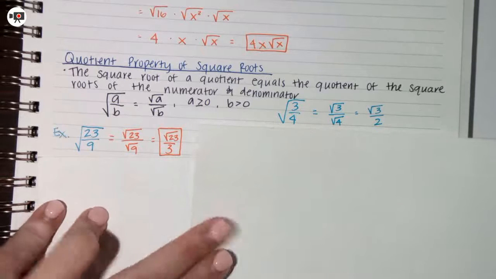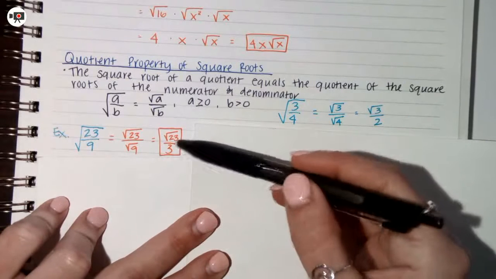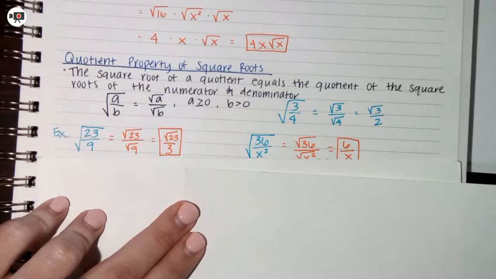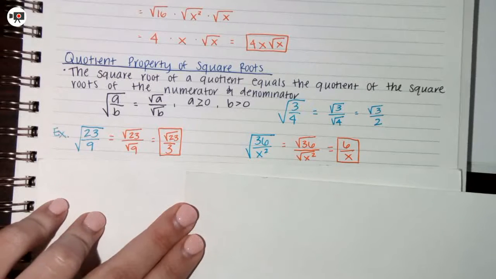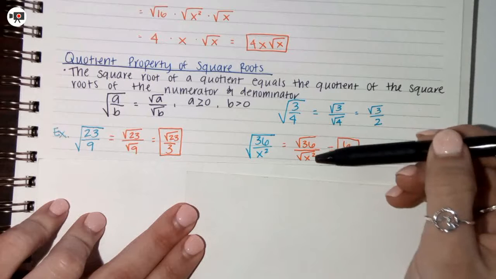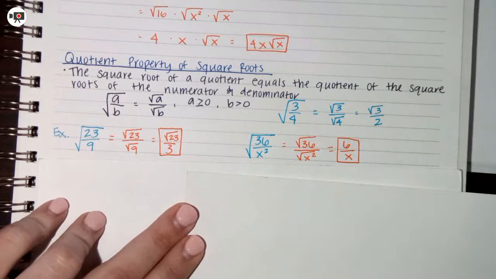For square root of 23 over 9, split the square root and simplify the square root of 9. Square root of 36 over x squared, we know the square root of 36. The square root of x squared, the squared and the square root cancel each other out to just leave x.